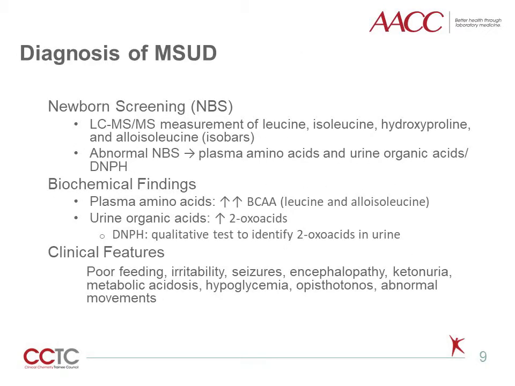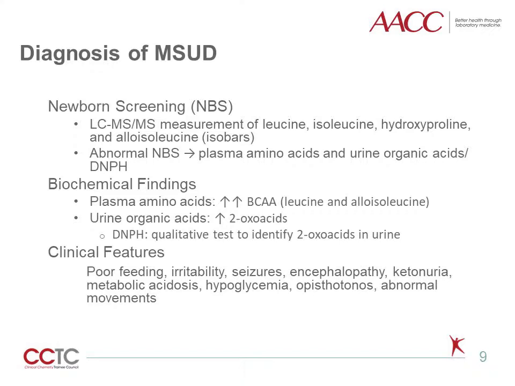Newborn screening programs in all 50 states include amino acid profiles which quantify the combined concentration of leucine, isoleucine, hydroxyproline, and allo-isoleucine. A positive newborn screen or recognition of symptoms such as poor feeding, irritability, ketonuria, or opisthotonus, and fencing or bicycling-like movements should prompt biochemical studies such as plasma amino acids and urine organic acid profiles.